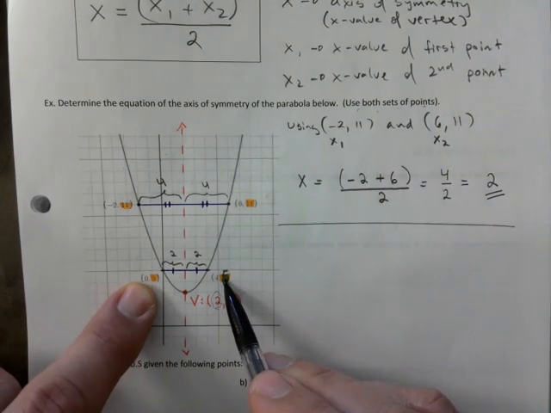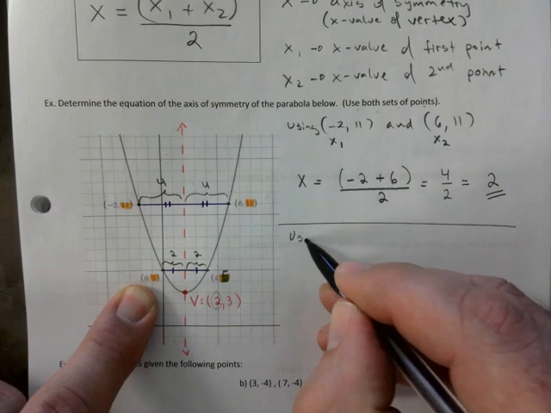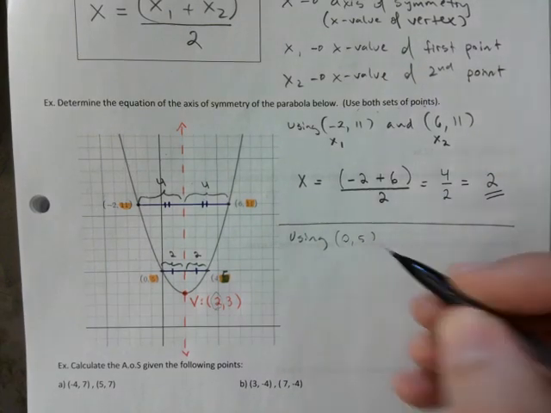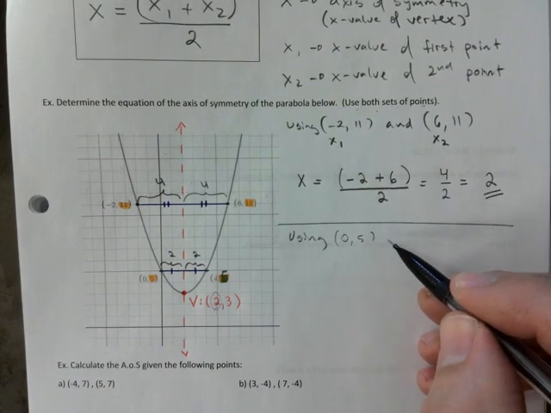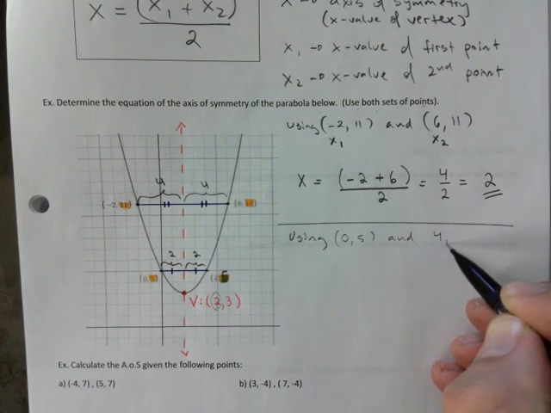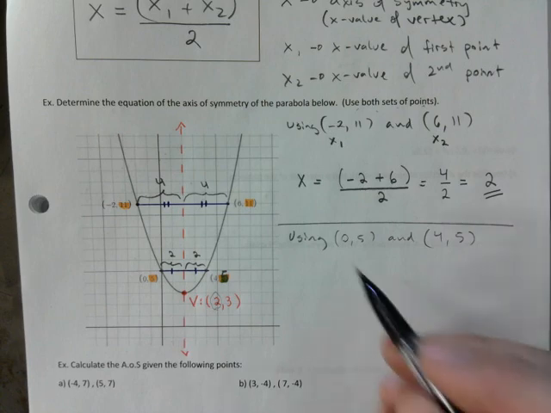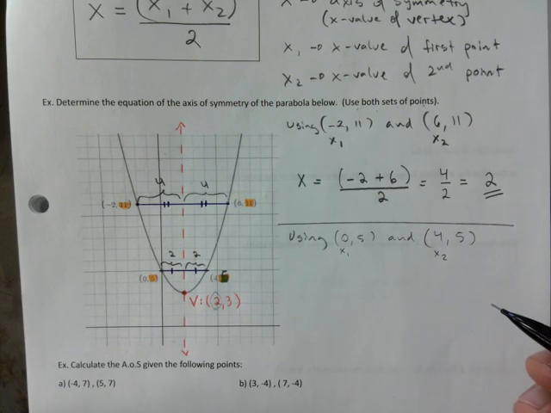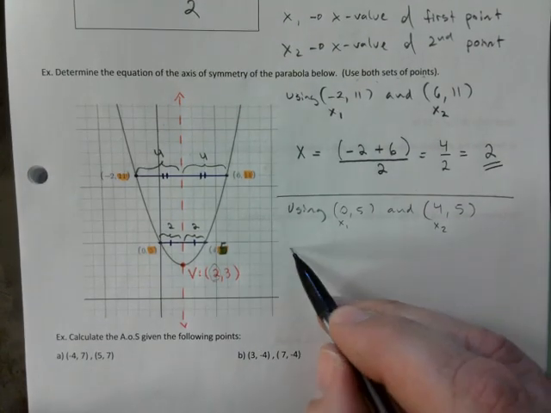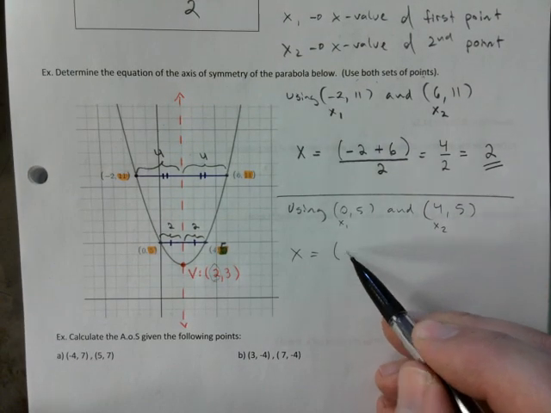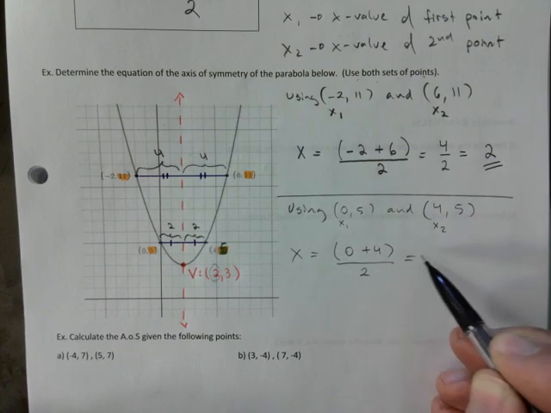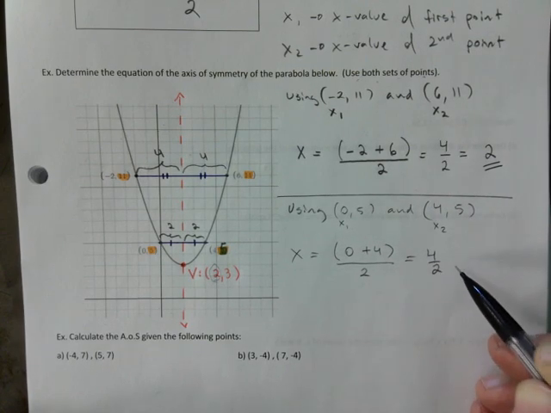What if I use these 2 points here, using (0, 5) as well as (4, 5)? We call this our x1, call this our x2. The axis of symmetry would be 0 plus 4 divided by 2, and you know where this is going.